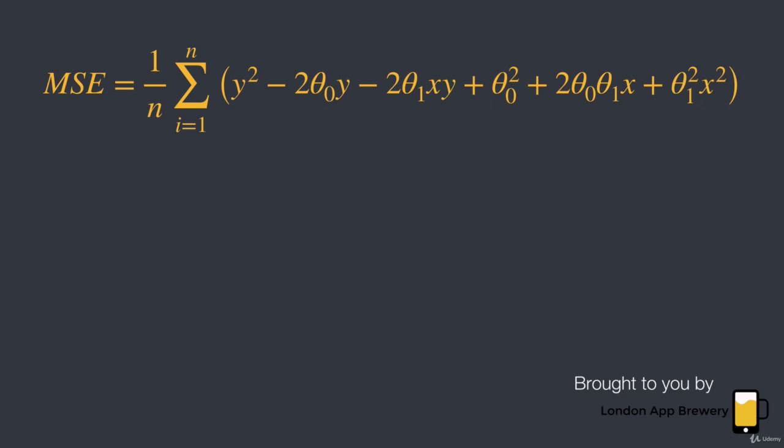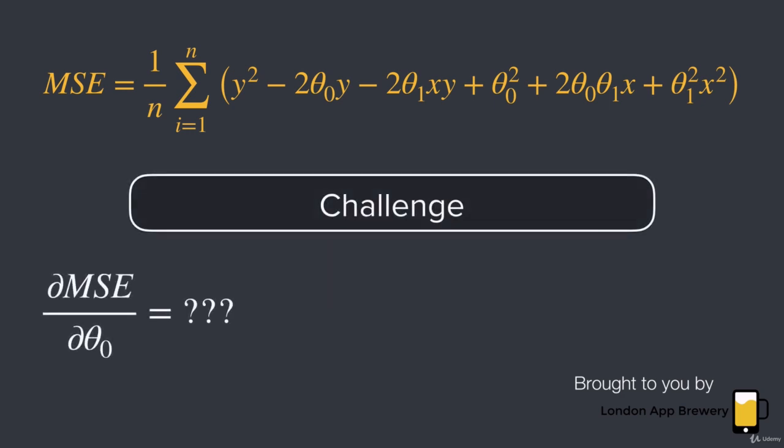So what I want to do is start this lesson out on a challenge. I would like you to get out pencil and paper and try to apply the power rule to the equation above, to our mean squared error equation, and take the partial derivative with respect to theta 0, so our intercept. I'll give you a few seconds to pause the video before I show you the solution. Ready? Here we go.